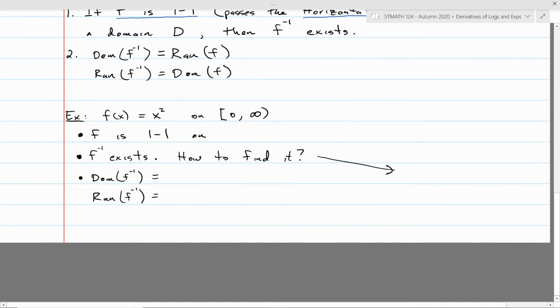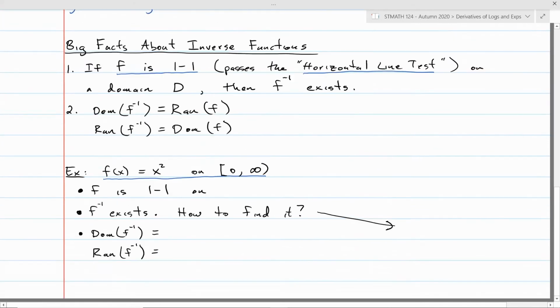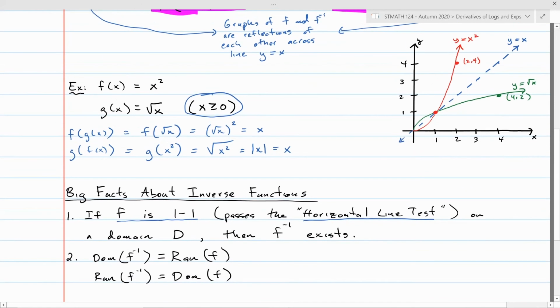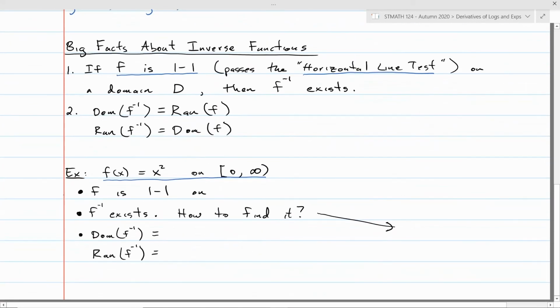So in this bottom example here where we've got f of x equals x squared, we could take a look at the graph of x squared on 0 to infinity. Well, we already graphed it up here. It's the graph in red right there. Now, does that graph pass the horizontal line test? Do all horizontal lines only cross it at most once? Sure, just visually you can tell. So I know that f of x equals x squared is 1 to 1. And so then I know that f inverse exists.